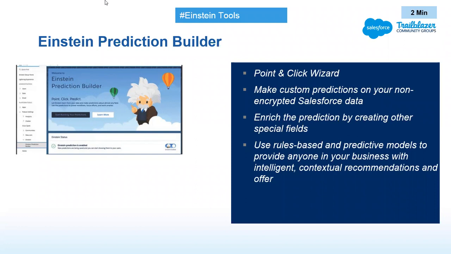If time permits, I will also give you a short demo of Einstein Prediction. And of course, it uses rule-based and predictive models to provide anyone in business an intelligent context, recommendation, or offer. Going back to our example, who is going to be late in terms of the payments? That can be handled also by the Prediction Builder. The way it works is you need to provide both the positive values and the negative values. It cannot only work for the positive values. So it's important to understand that.